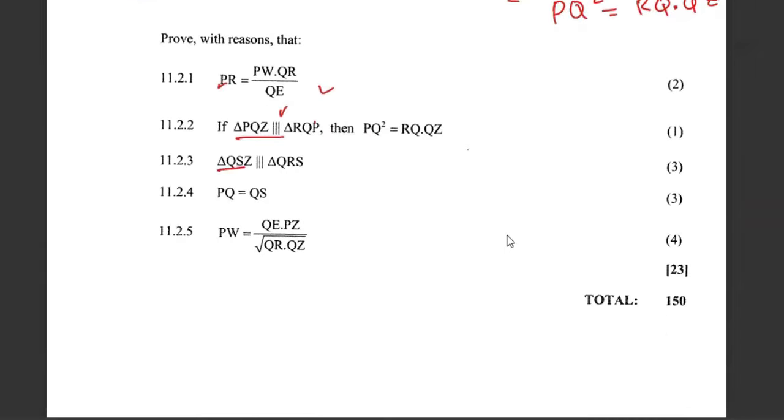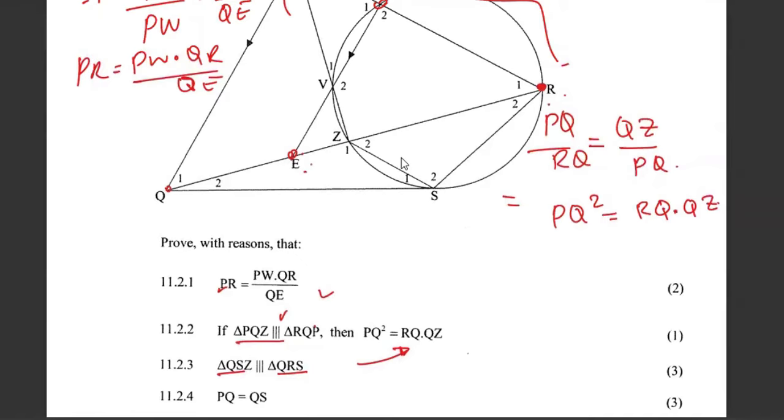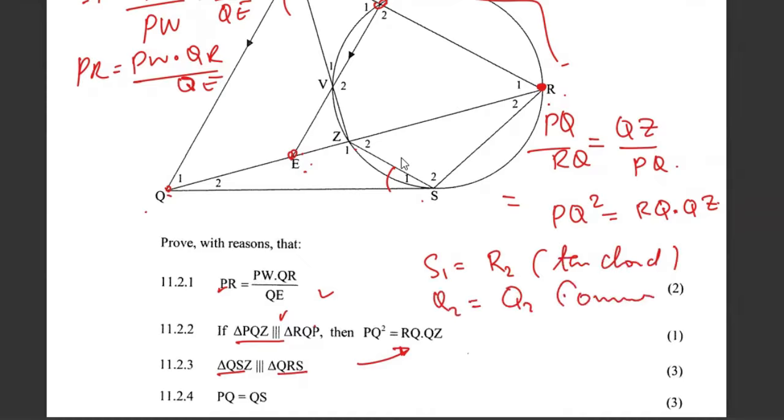Then 11.2.3, they want us to prove that those triangles are similar. So 11.2.3, what do we notice? QSZ being the same as, or being similar to that. So we know that S1 is going to be the same as R2. That is the tangent-chord theorem. We know that Q2 is the same as Q2, which is common. And then Z1 must be the same as QSR, the remaining angle of a triangle. So therefore, the triangles are similar because of the angles.